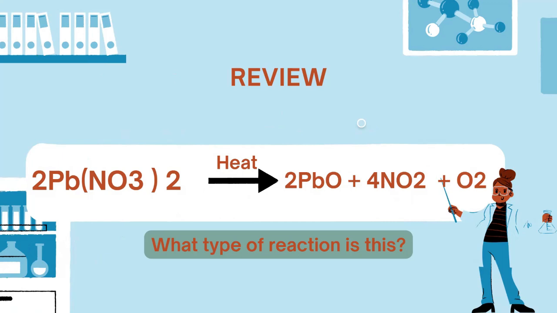Lead nitrate, when we heat it, it breaks down into three different compounds: lead oxide, nitrogen dioxide, and oxygen. What kind of reaction is this? Very good, students. So this kind of reaction is decomposition. Very good. This is an example of a thermal decomposition where we are heating a substance to break it down. Do you know any example of any other kind of decomposition where we use some other energy like sunlight or electricity? If you know, please comment down in the box.